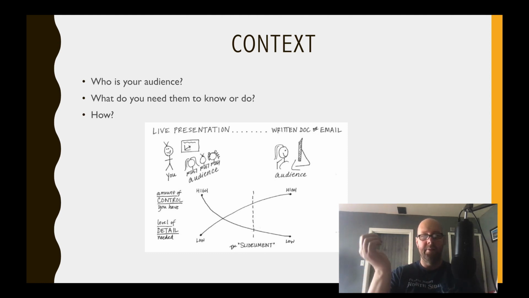What do you need them to know or do, and how? In this case, for me, it would be upper management. What do I need them to know or do? I want to show them how, by eliminating a position, will not affect us by performance or by time and finances. And how do you show them?